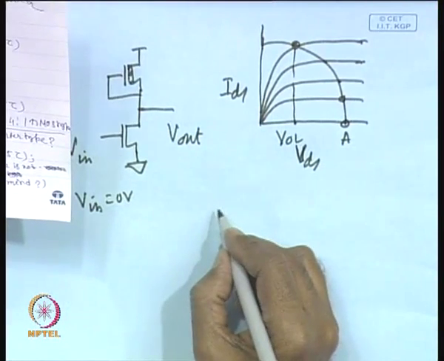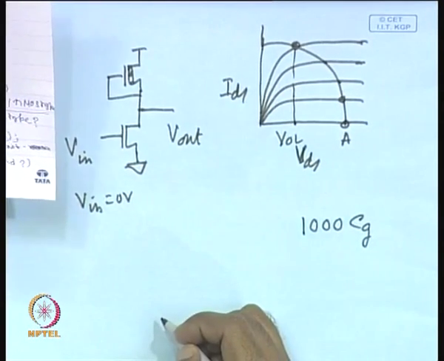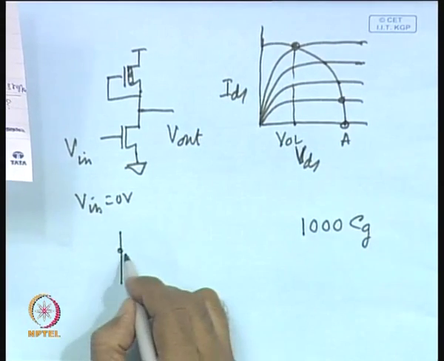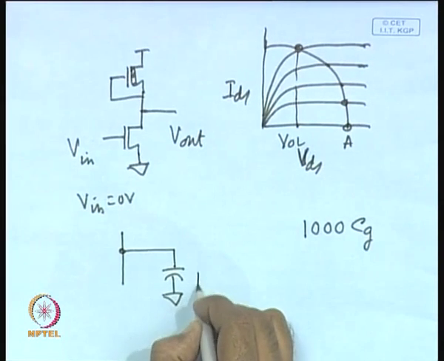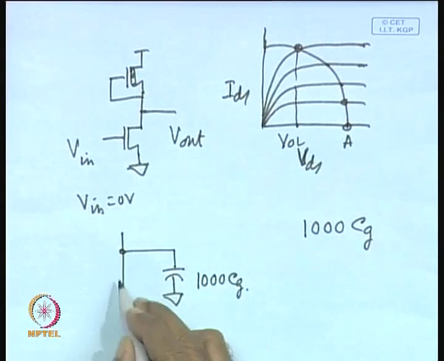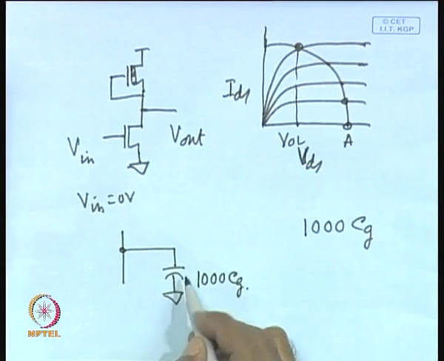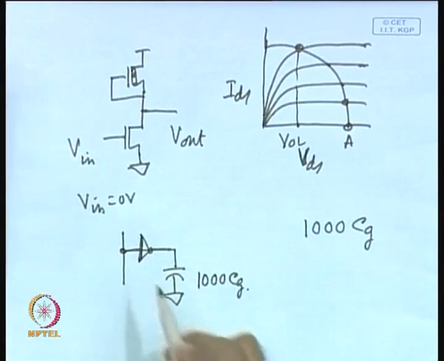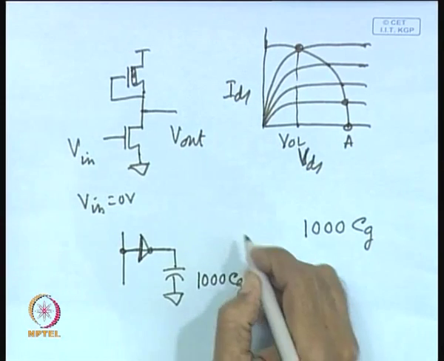Here there is a question of driving a large capacitive load, say 1000 Cg. This is a point coming out from a pin, from here the output is coming out and you have connected a capacitance, 1000 Cg. Now, what will be the delay in driving this? Normally we put an inverter here. If this inverter is of unit ratio, with no increase in size, length and width minimum, 2 lambda by 2 lambda, then as we know, the delay will be 1000 tau.